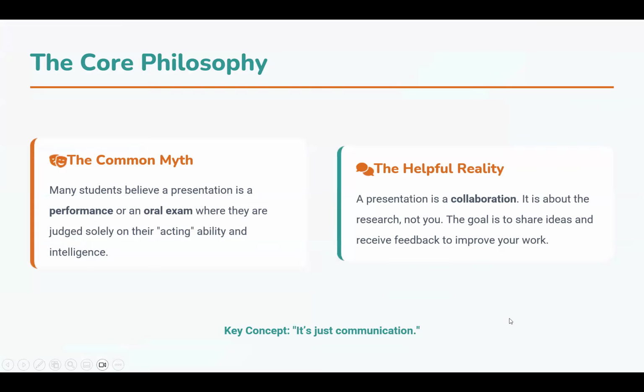Now, when it comes to presentations, remember, a presentation is not quite simply a defense or a performance or a final test. Remember, it's also part of communication.